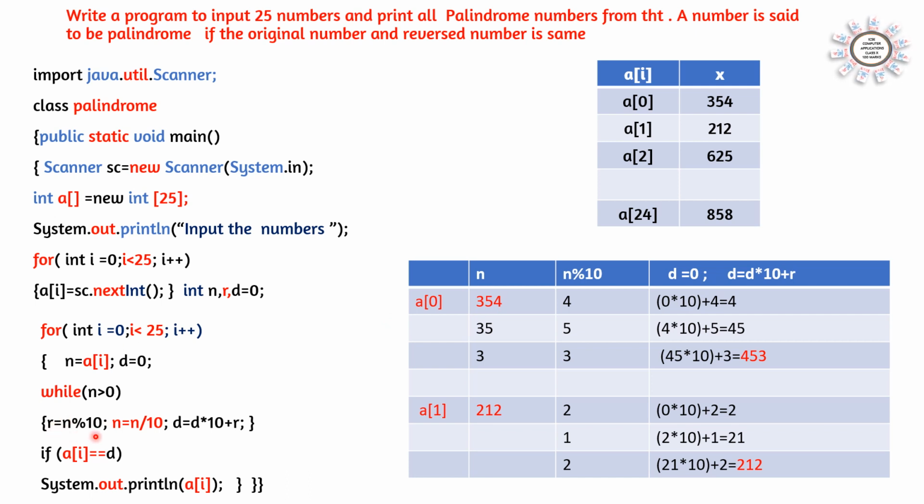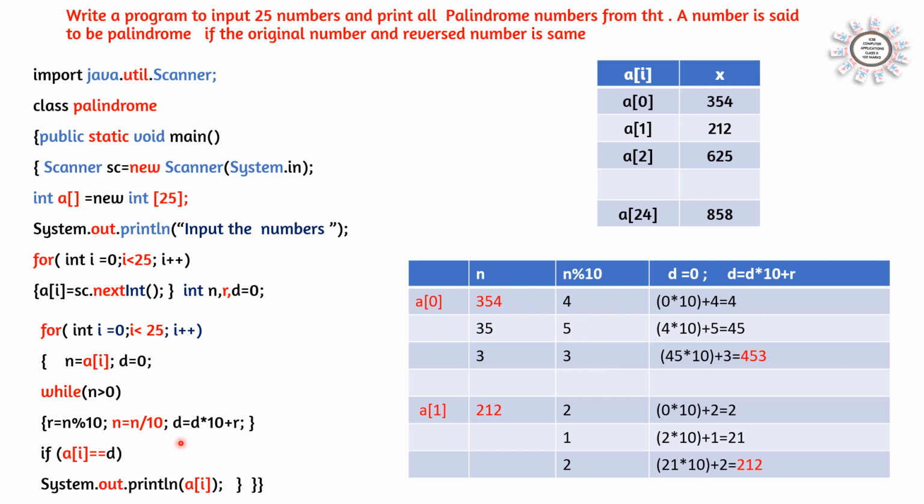Same way, r is equal to n modulus 10 and n is equal to n by 10. So 354 divided by 10, remainder is 4, quotient is 35. Remainder will go to r. 35 divided by 10, 5. 5 will go to r and 3 will go to r. So here 354 the digits are separated.